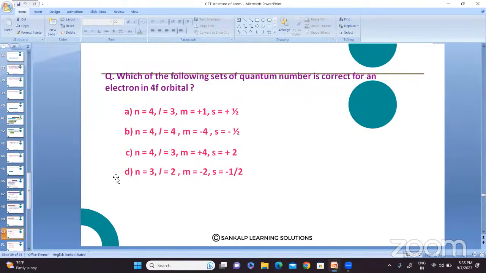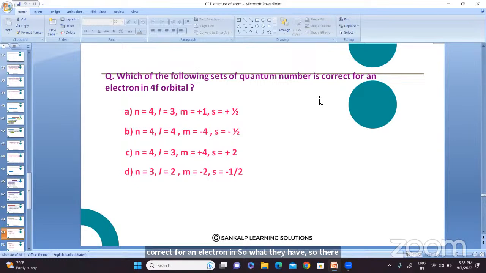We'll solve some questions based on quantum numbers. Which of the following sets of quantum numbers is correct for an electron in a 4f orbital? You have to tell the set of quantum numbers for an electron which is present in the 4f orbital.